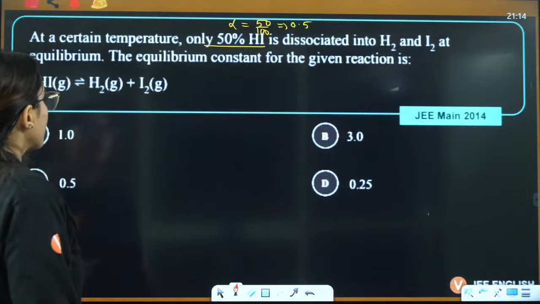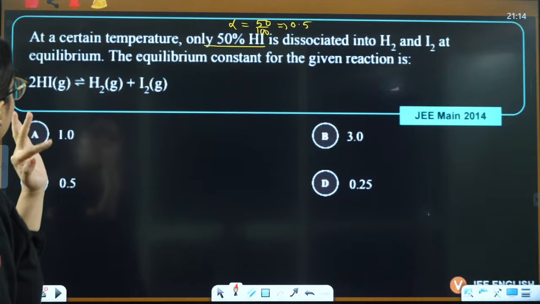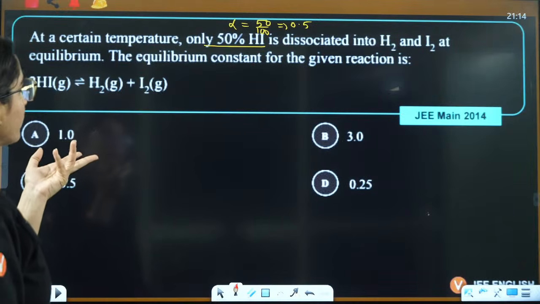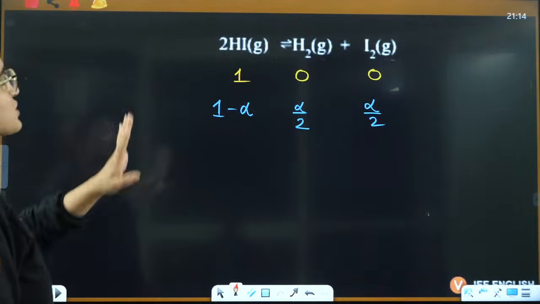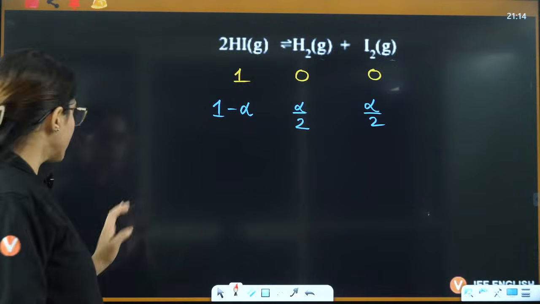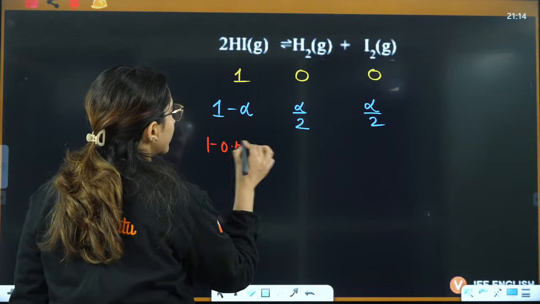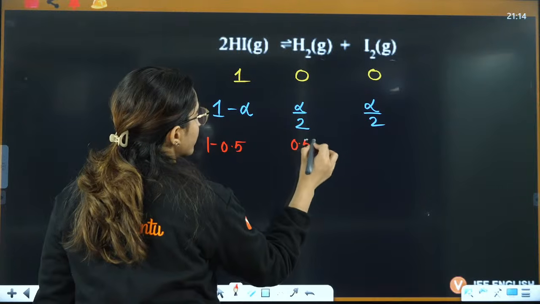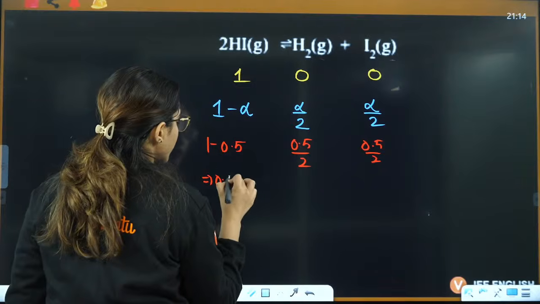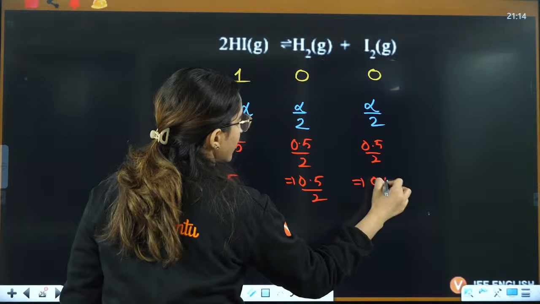And what they are asking you here is to find out the equilibrium constant Kc. Volume is also not given. So I'll take the concentration as 1. Because moles are not given, volume is not given, so I'll take this as 1 itself. Alpha is given to be 0.5, so this will become 1 minus 0.5. This will become 0.5 by 2, this is 0.5 by 2.